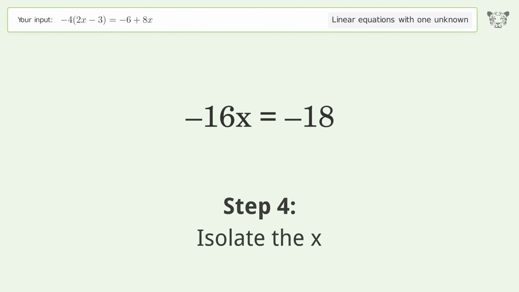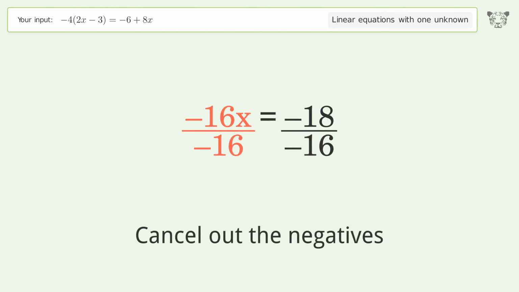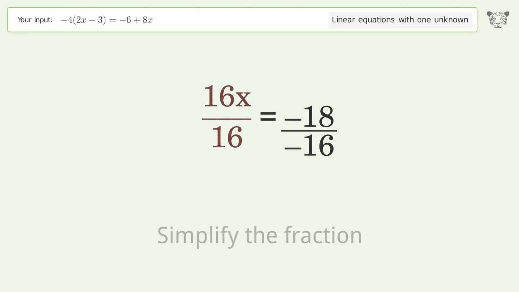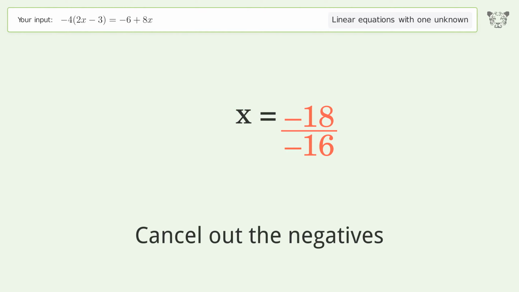Isolate the x. Divide both sides by -16. Cancel out the negatives. Simplify the fraction. Cancel out the negatives.